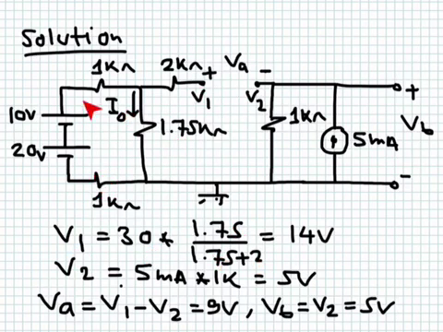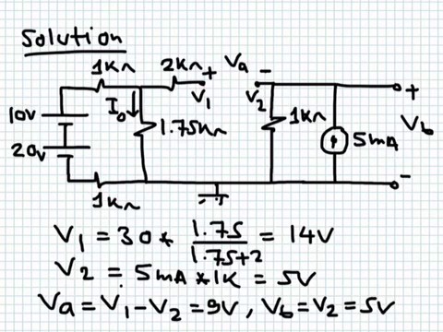So I applied voltage division around this loop. I have a voltage source of value 30 volts, and I have a resistance of 1.75K. I need the voltage across this resistance in comparison to the total resistance, which is 3.75 kilo ohm. So once you calculate this, you get that V1 is equal to 14 volts as shown here. Okay, so V1 will be equal to 14 volts. This will be our first step.